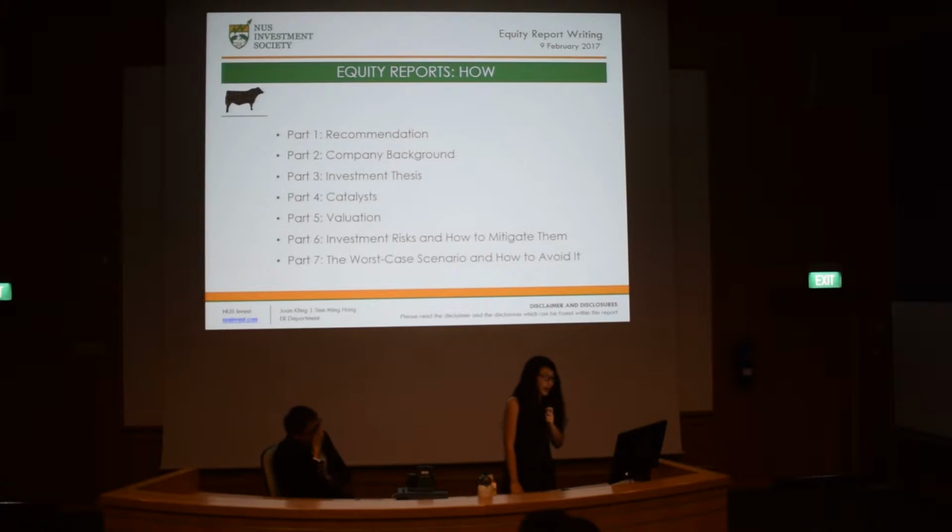So going straight into how we do it, in short, it's just 7 steps. You want to put your recommendations on the first page. You also cover the company background, investment thesis, catalyst, valuation, your risks, how to mitigate them, and also the worst case scenario. You use certain analyst tools like Porter's Five Forces, and a SWOT analysis to illustrate some of these things. Your DCF, all this will appear in your report.